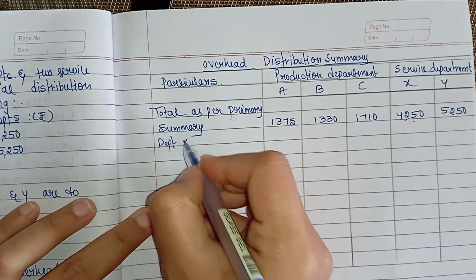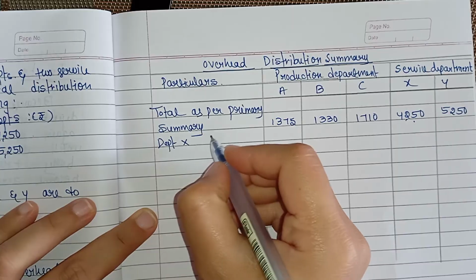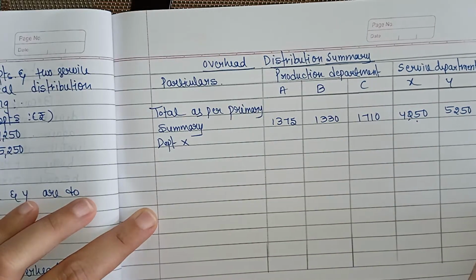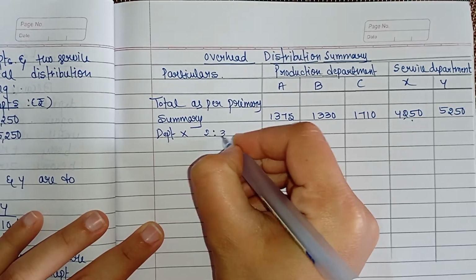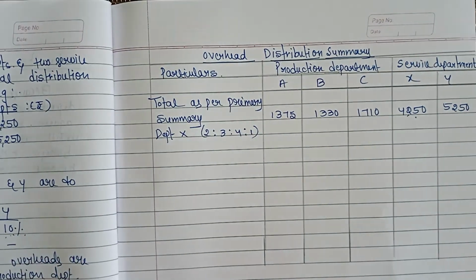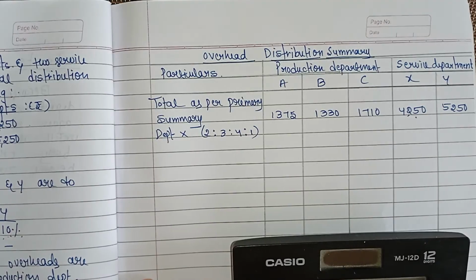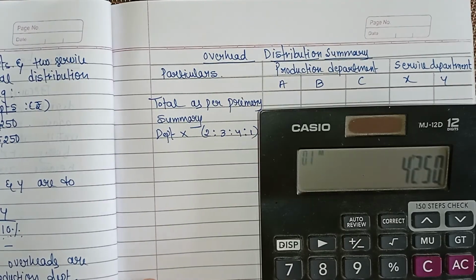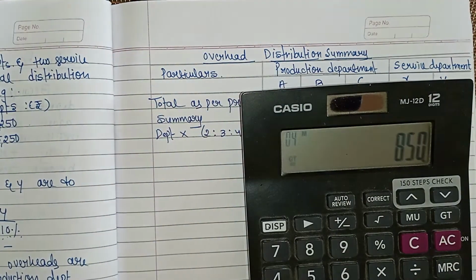Write down department X overhead distribution, that is rupees 4250. Ratio is 2:3:4:1. Clear? 4250 into 2 divided by 10. You know this, right? That is rupees 850.